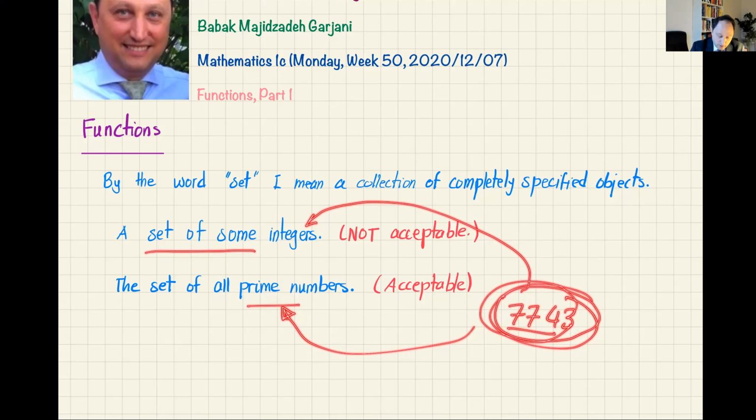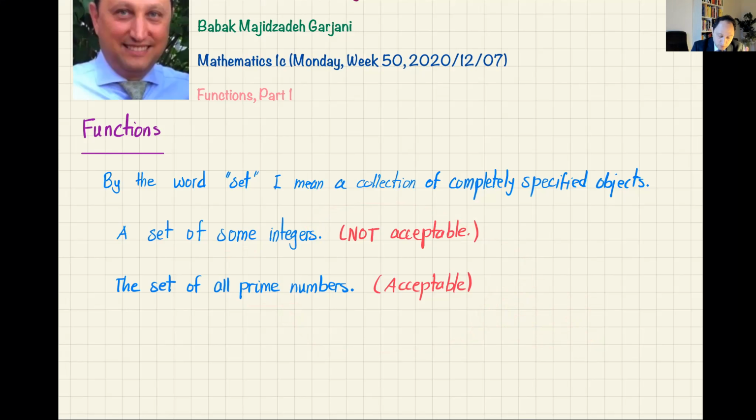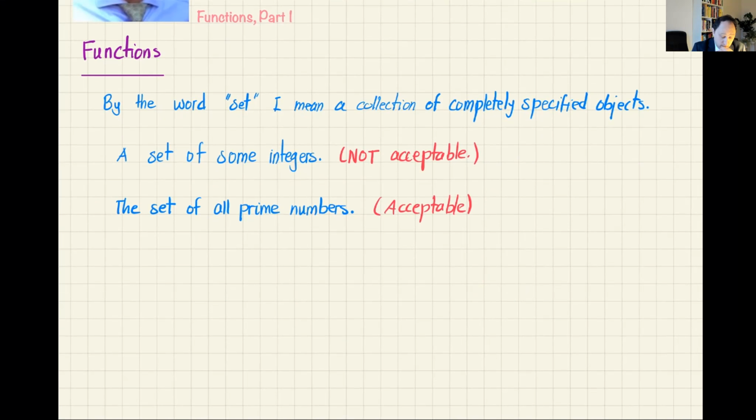So I hope that I could make myself clear. There is a big difference between this way of expressing a set and this way. In mathematics, this way is not acceptable, so you need to throw it away, but this one is acceptable, and we can talk about those sets. Okay, so that is enough. So this is important to know, that a set is a mathematical terminology meaning a collection of completely specified objects.